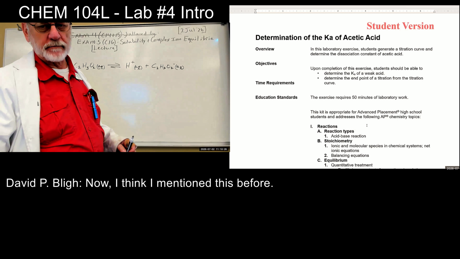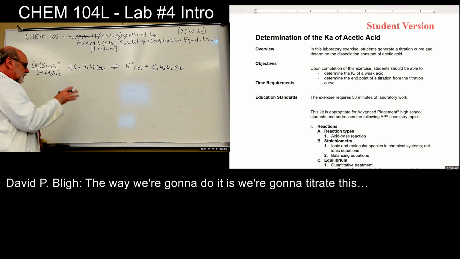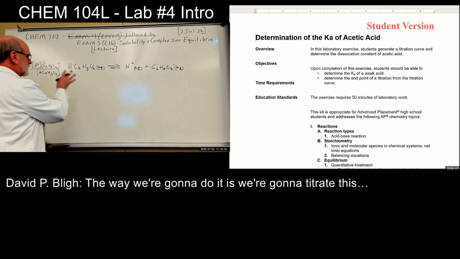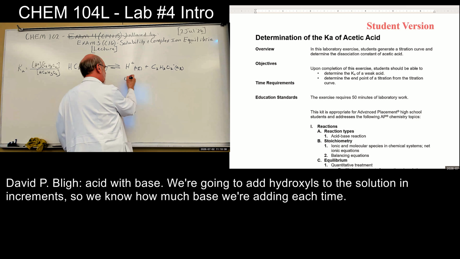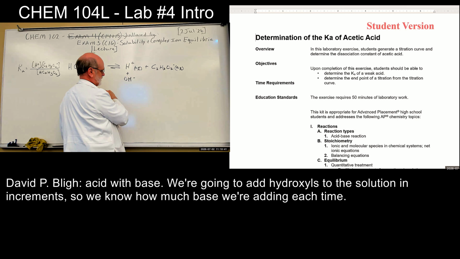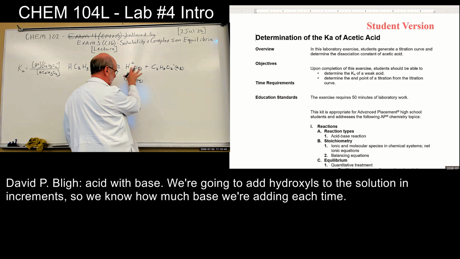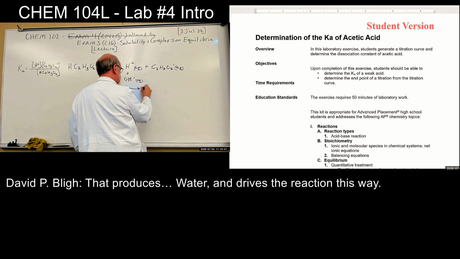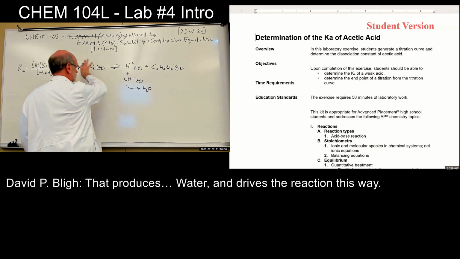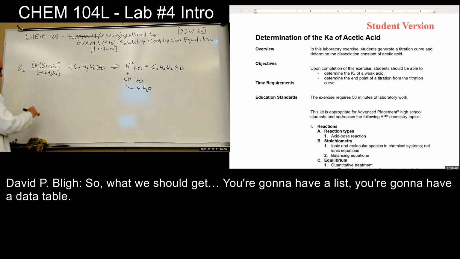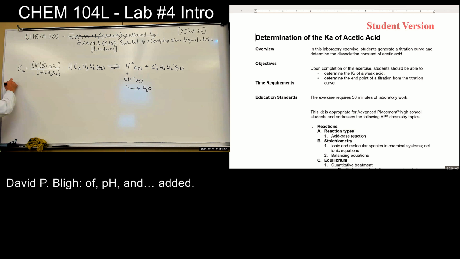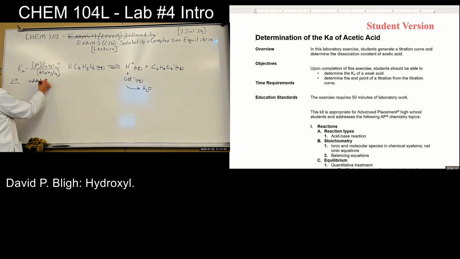Now, I think I mentioned this before. The way we're going to do it is we're going to titrate this acid with base. We're going to add hydroxyls to the solution in increments, so we know how much base we're adding each time. That produces water and drives the reaction this way. So what you're going to have is a data table of pH and added hydroxyl.